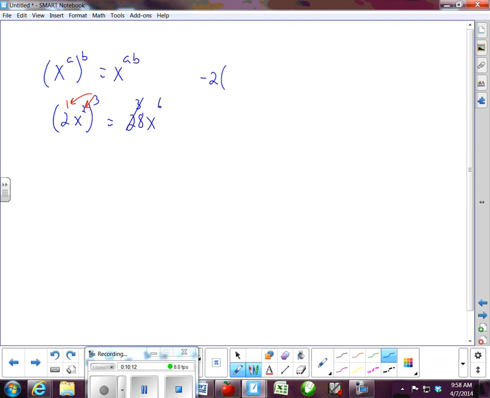How about this kind of a problem? Negative 2 times the quantity x squared cubed. Well, remember, in this situation, the exponent only applies to what's below and to the left. And so that exponent has nothing to do with that negative 2. So this ends up being negative 2 x to the 2 times 3, or x to the 6, and that one's a negative 2 x to the 6th. All right, exponent to an exponent.